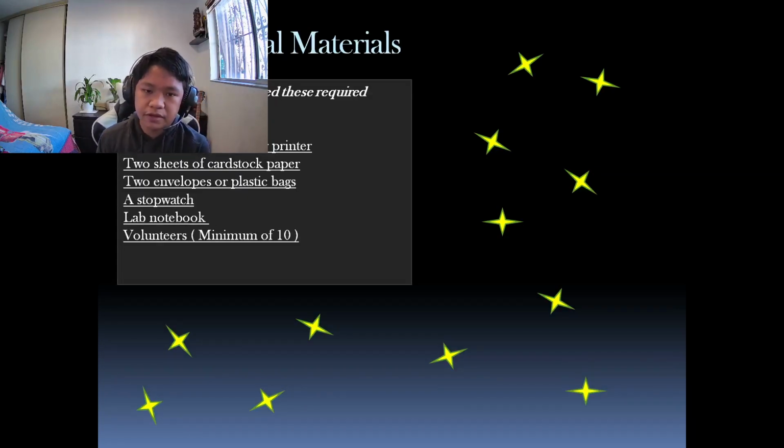For this experiment, I required a computer with a color printer and two sheets of cardstock paper. You can use any paper. I just used cardstock because it was much sturdier. You can use two envelopes or two plastic bags, whichever you are able to fit it in, a stopwatch to test your volunteers, a lab notebook to mark down their reaction time, misses, and averages, and a group of volunteers, a minimum of 10.